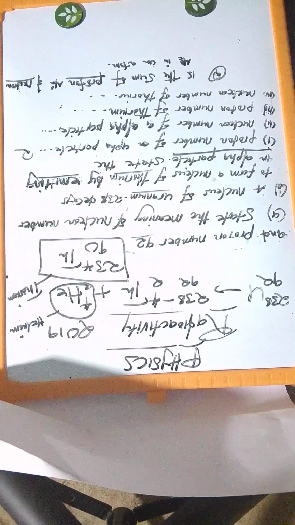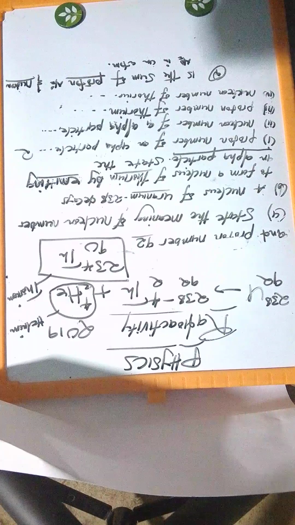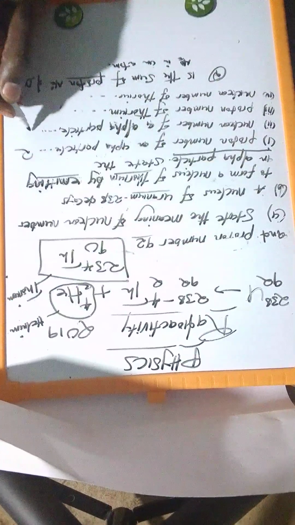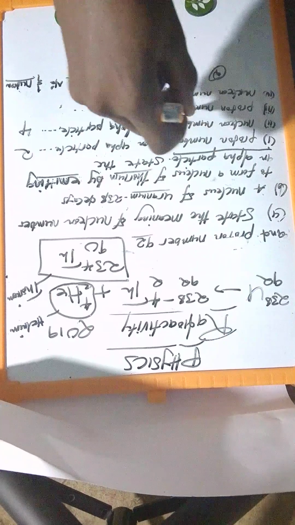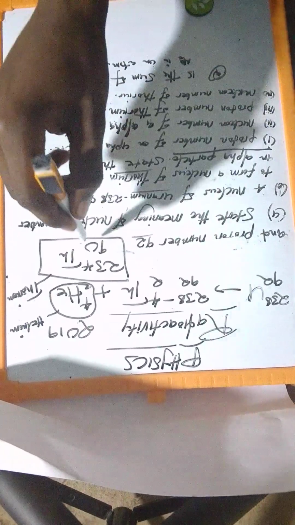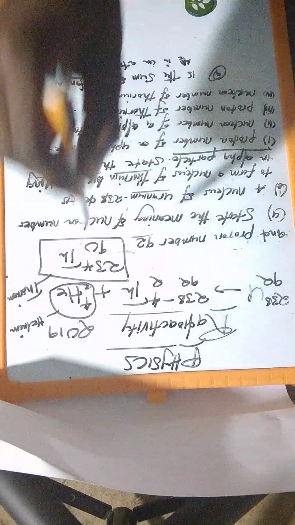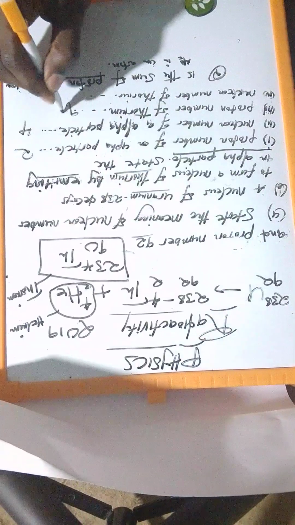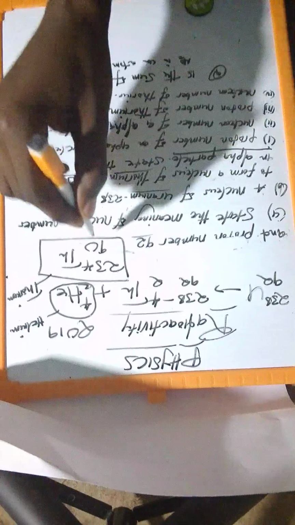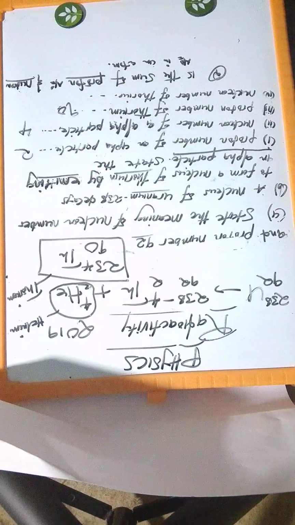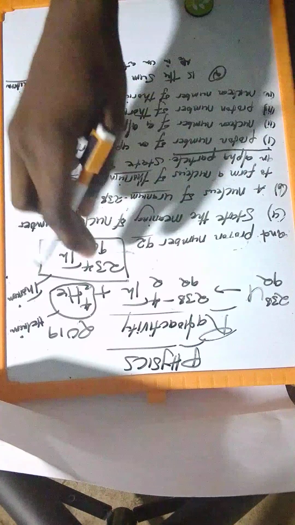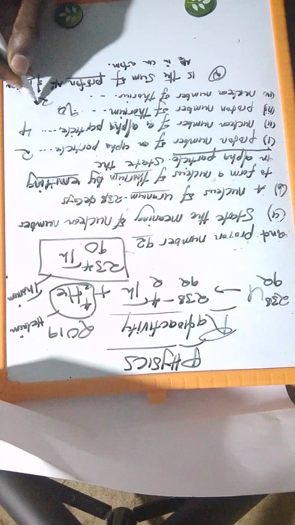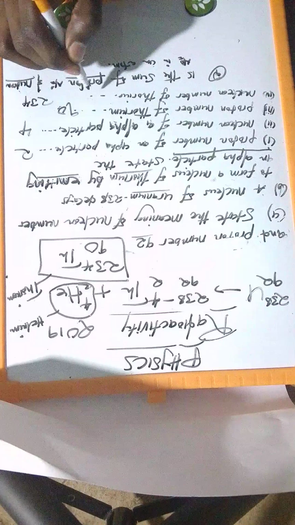Then the nucleon number of an alpha particle, nucleon number is the same as the mass number, so just put 4. What else? Proton number of thorium. So thorium we have already calculated, so the proton number will give us 90, this number here. Then the nuclear number of thorium, which is also the mass number, so we have 234.